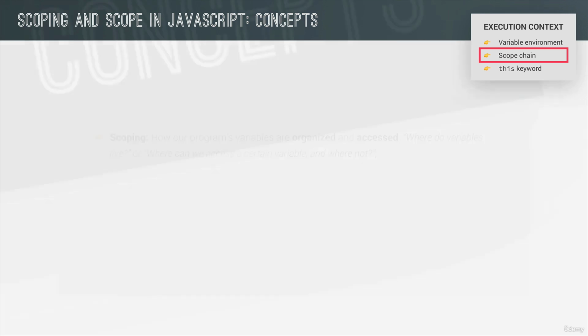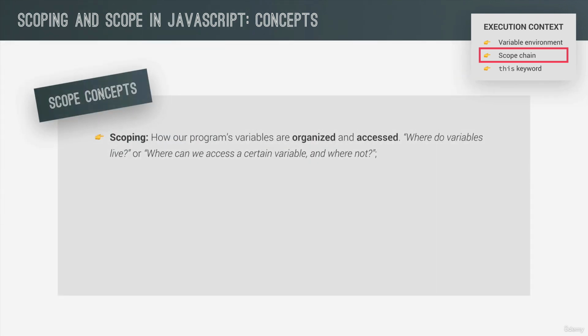So scoping controls how our program's variables are organized and accessed by the JavaScript engine. So basically, scoping asks the question, where do variables live? Or where can we access a certain variable and where not? Now, in JavaScript, we have something called lexical scoping.